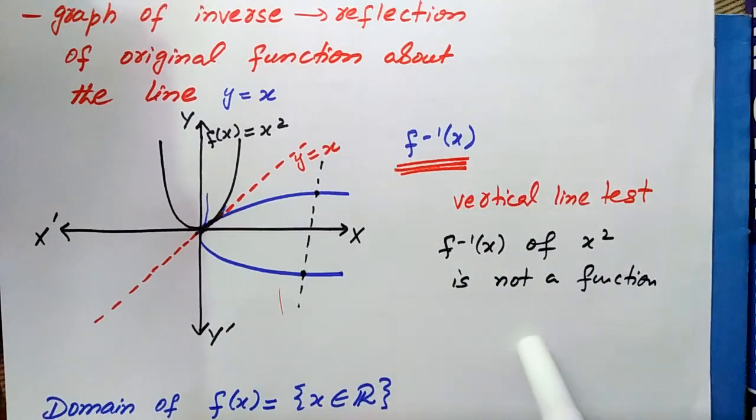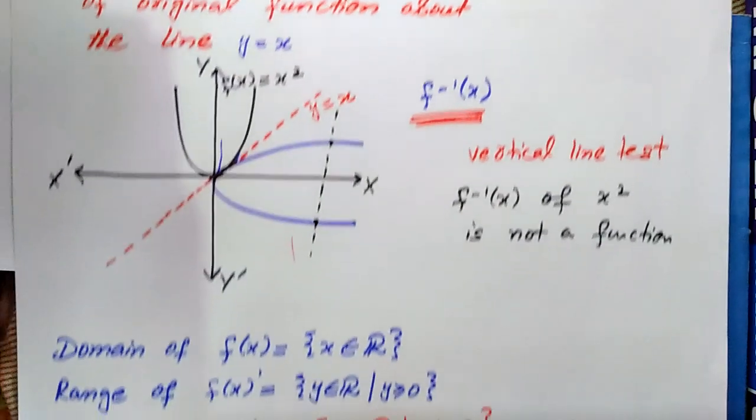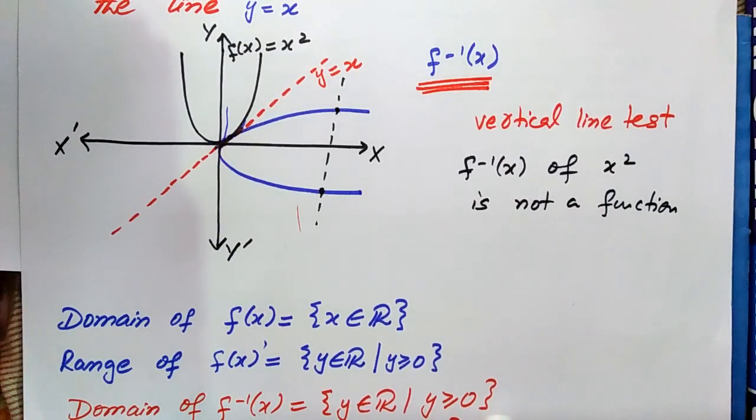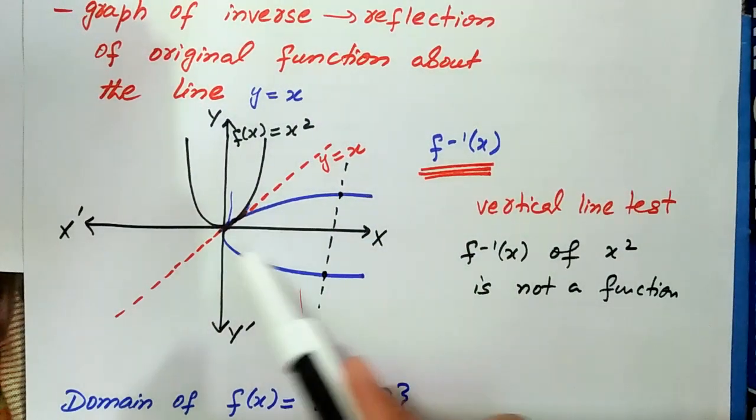So we can make it a function by restricting its domain. For example, if we restrict its domain, then it will become a function.